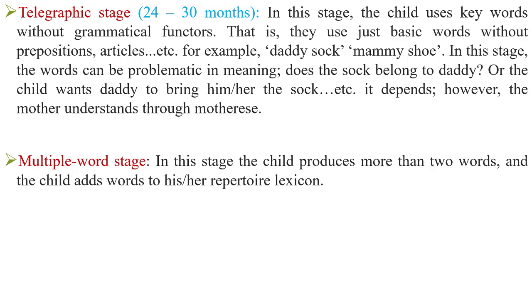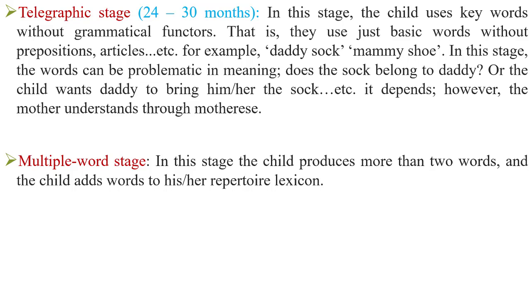In this stage, the words can be problematic in meaning. For example, does the sock belong to daddy, or does the child want daddy to bring him or her the sock? So at this stage, words and phrases are difficult to decipher, but of course, the parents, especially the mother, can, based on the situation or context, easily know what the child wants to communicate.